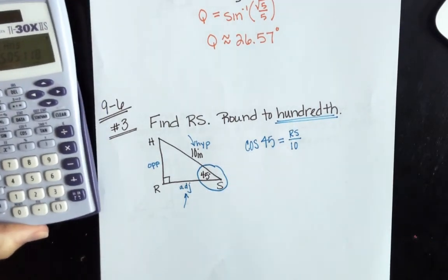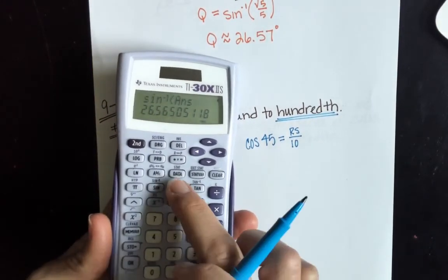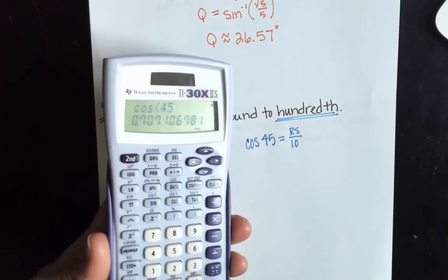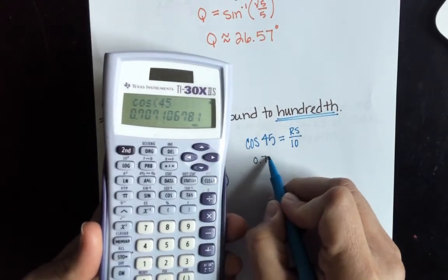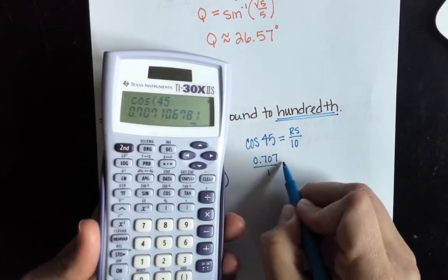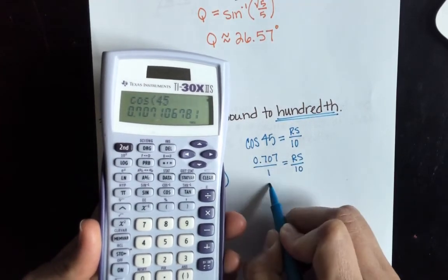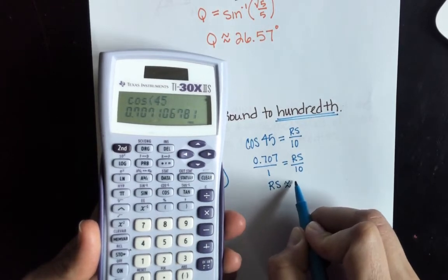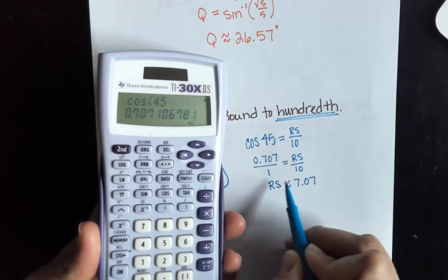If they want that to the nearest hundredth, you can go through the steps on your calculator. You could do cosine 45 and you'll get that value. You could write all that out and go through your proportion steps to cross multiply, and we would end up with RS is about 7.07. And you can plug that in.